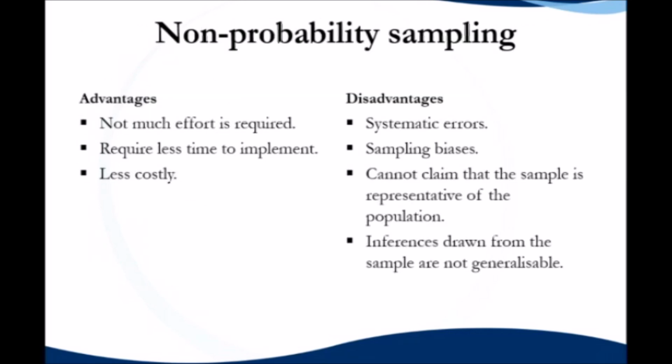The advantages is there is not much effort, as we have seen. It requires less time to implement, it's less costly. However, the disadvantage is you're going to introduce systematic errors. There is sampling, the systematic errors are going to introduce sampling bias.